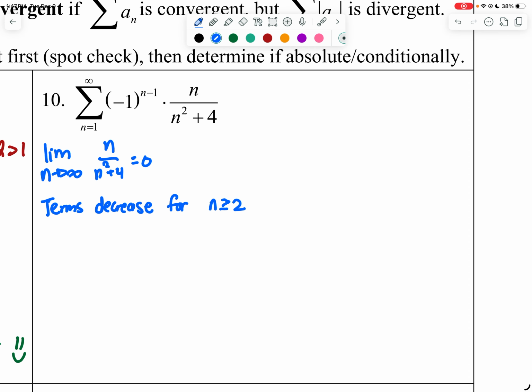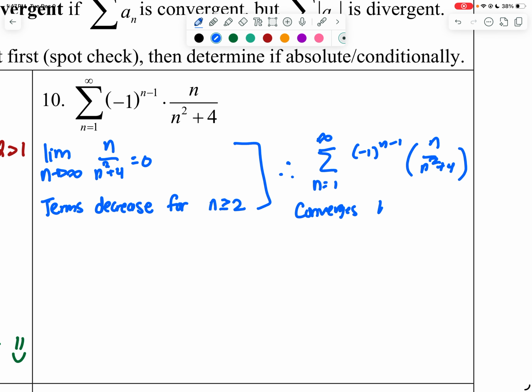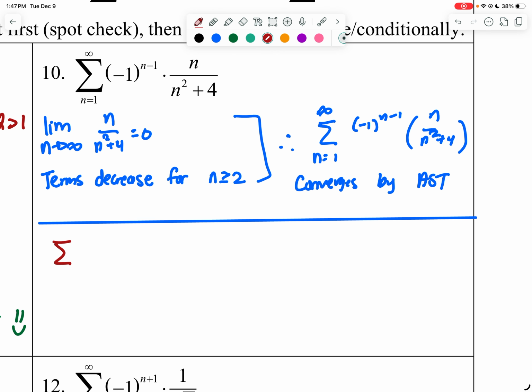All right, so we know that, therefore, the series, the original series, converges. All right, so what we're going to do now is look at the absolute value, and that's just going to be this right here, n over n squared plus 4. And we are going to look and see what's happening here.